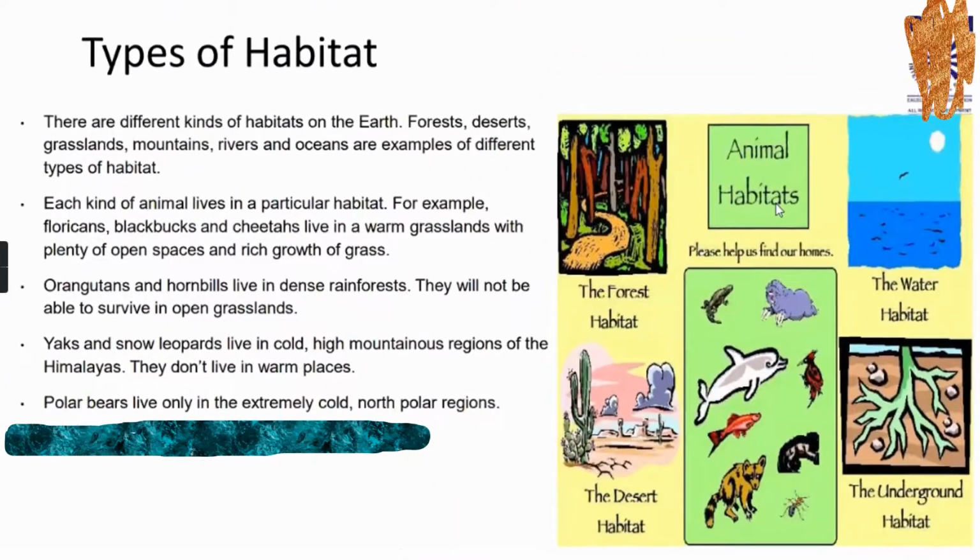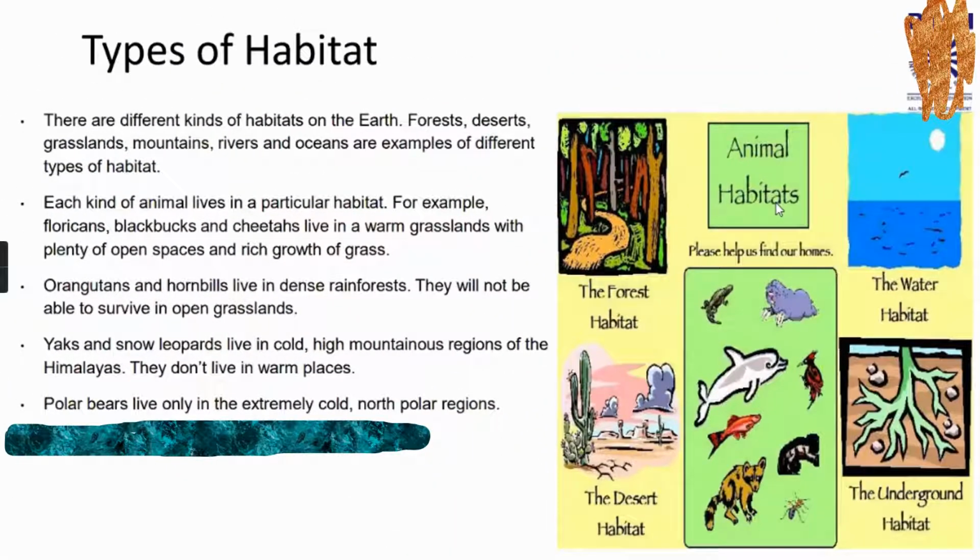Now, let's discuss types of habitat. There are different types of habitats on the earth. Forests, deserts, grasslands, mountains, rivers, and oceans are some examples of different types of habitats. Ponds are also one of the habitats. Not only these, but there are many types of habitats in this world, like rainforests and many more. Each kind of animal lives in a particular habitat.